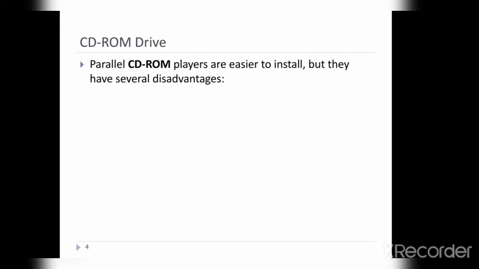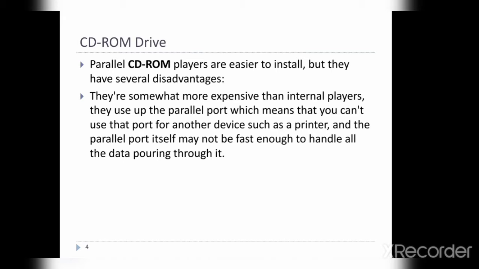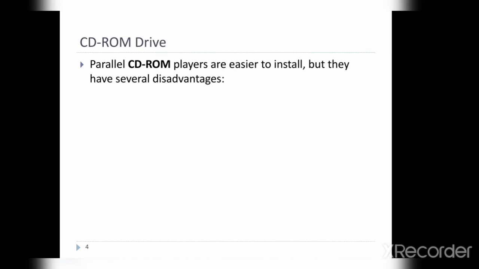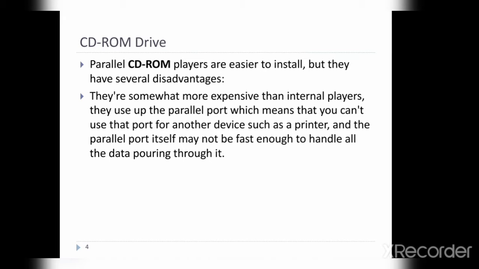Next one is the parallel CD-ROM. Players are easier to install, but they have several disadvantages. They are somewhat more expensive than internal players. They use up the parallel port, which means that you can't use that port for another device such as a printer, and the parallel port may not be fast enough to handle all the data pouring through it. So these are the disadvantages of the CD-ROM drive.